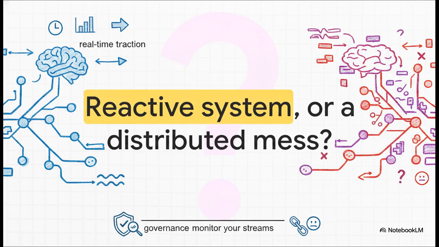So that brings us to the big final question. Is your architecture a highly reactive nervous system, or is it just a distributed mess? Look, event streaming has the power to totally decouple your services, enable instant live analytics, and allow your business to react to real-world facts the second they happen. But at the end of the day, the only difference between an elegant nervous system and a chaotic mess of undocumented messages is simple engineering discipline.